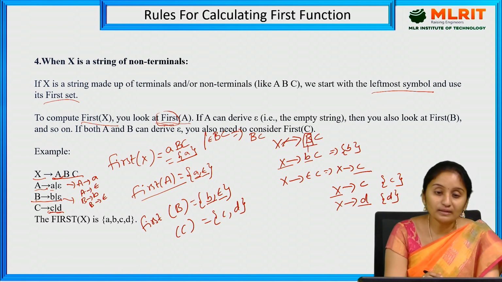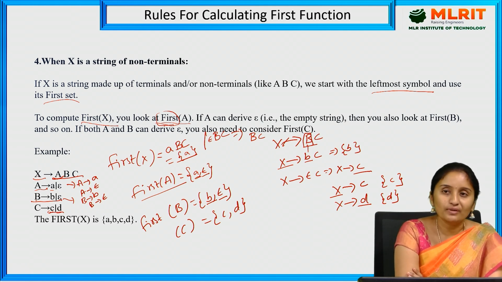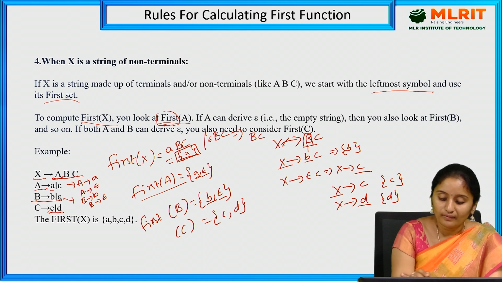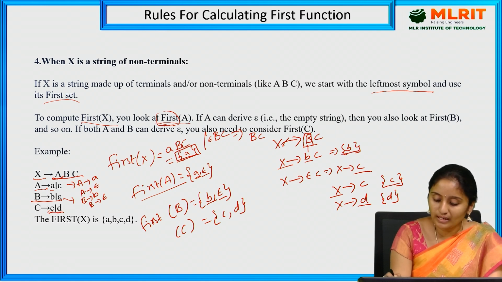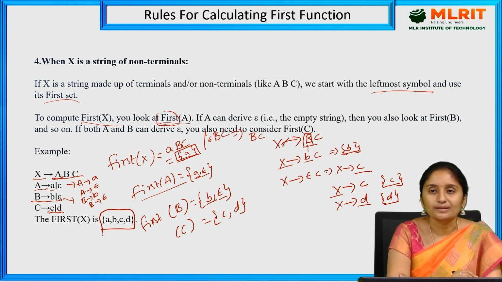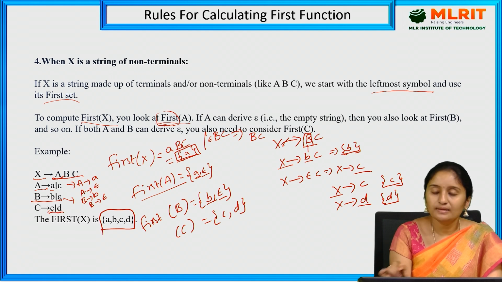So now what are the values? What am I going to get for first of X? Initially I got a, then I got b, then I got c, then I got d. a, b, c, d is my answer. First of X is nothing but a, b, c, d.